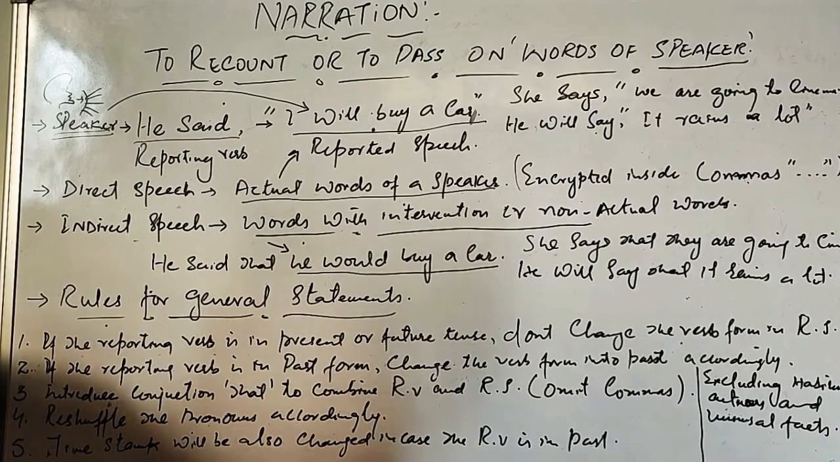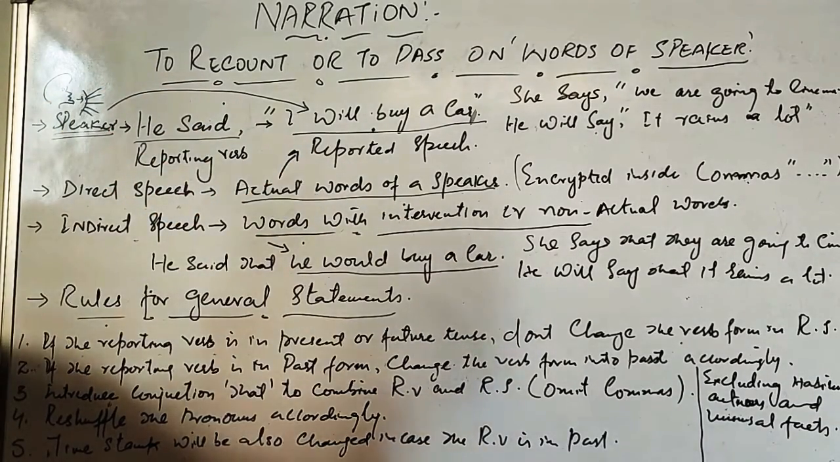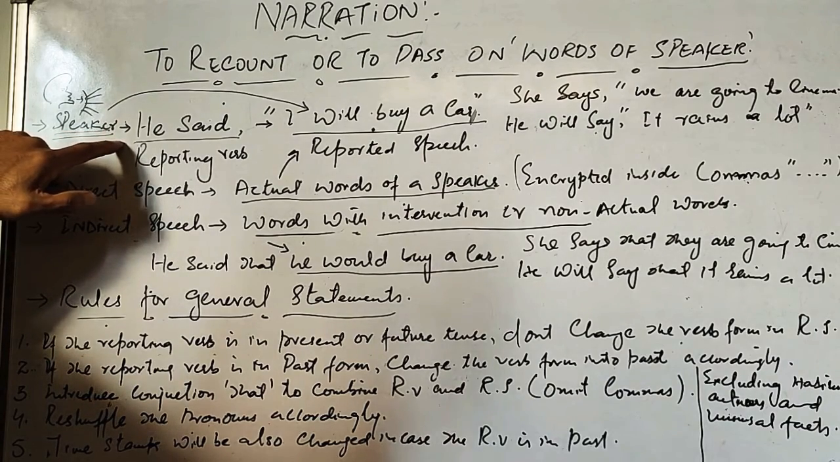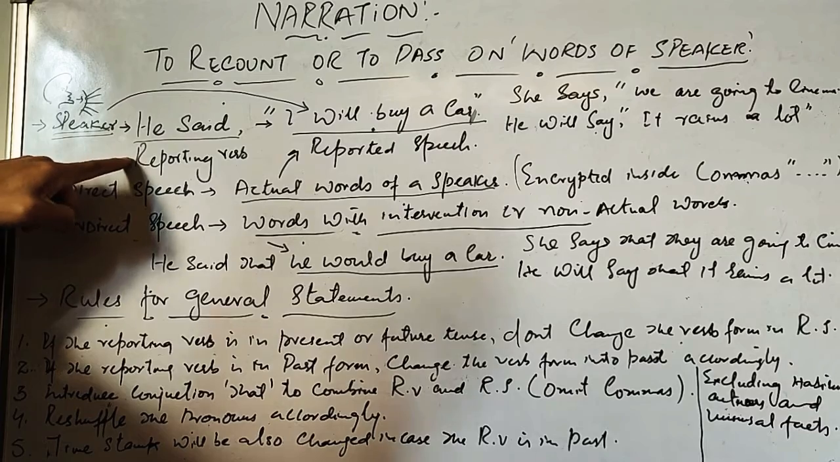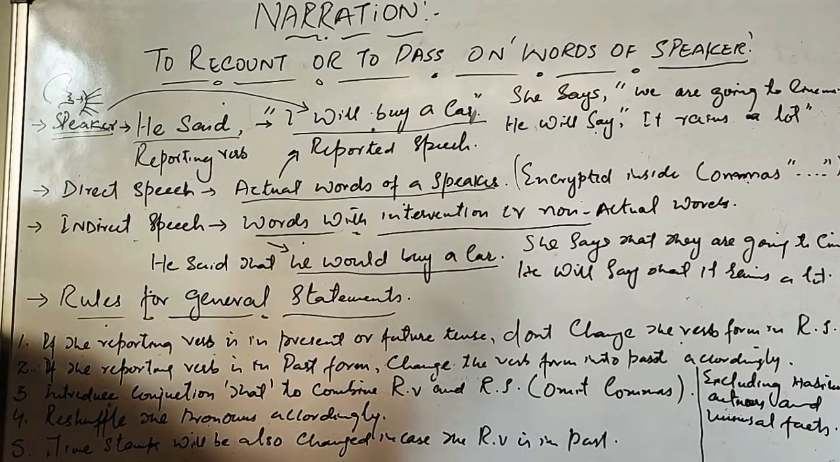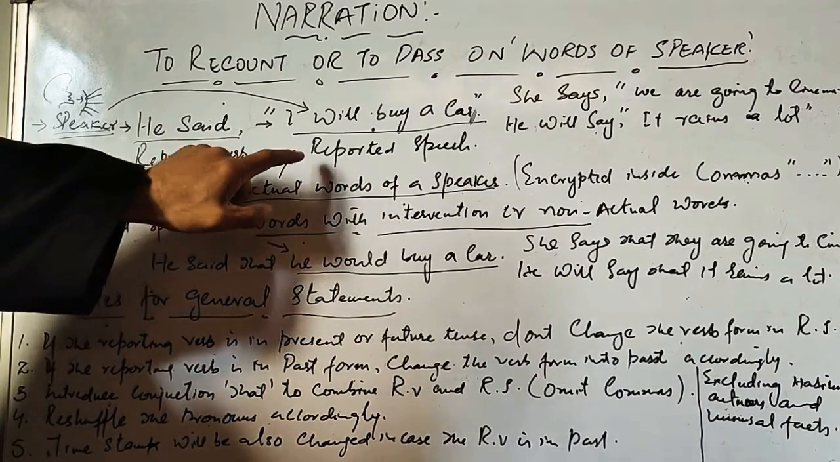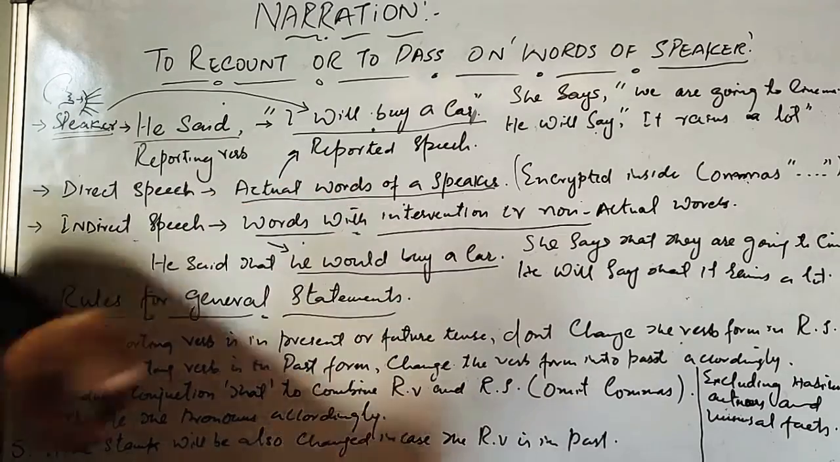Let us examine this example. He said, "I will buy a car." There are two clauses. Number first, he said. This part of the sentence is known as the reporting verb. "I will buy a car," the words enclosed inside, these are basically the words that are reported. So we say these are reported speech.